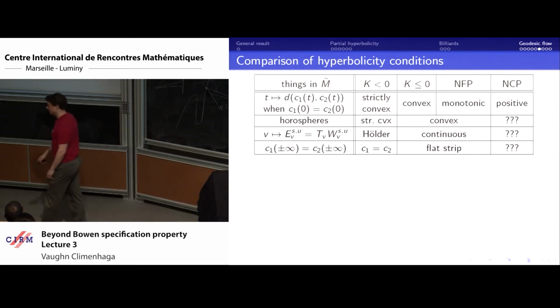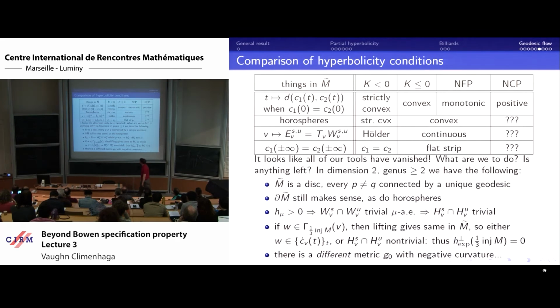So, at this point, it looks like we lost all our tools. What are we going to do? We don't have the tools that we would like to use in these other settings, so do we have anything left that we can use? So let's start an inventory. What do we know about no conjugate points? Well, the first statement is that in no conjugate points, the universal cover is still a disk. Every pair of points is connected by a unique geodesic. That's true in any dimension, requires nothing more.